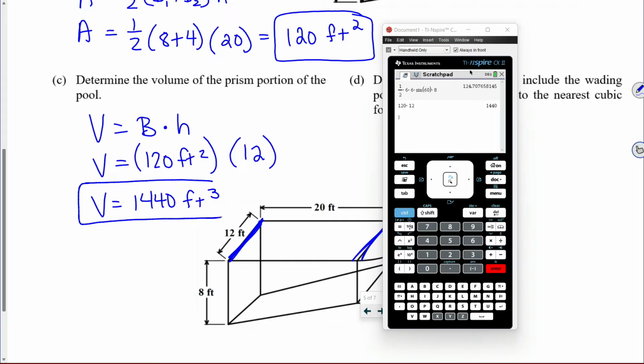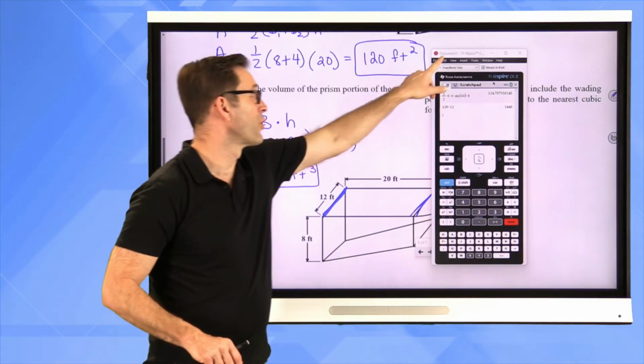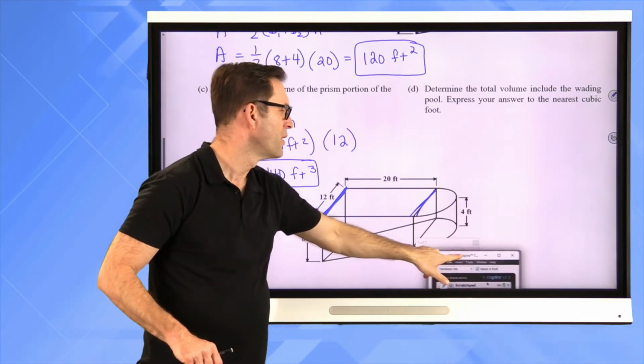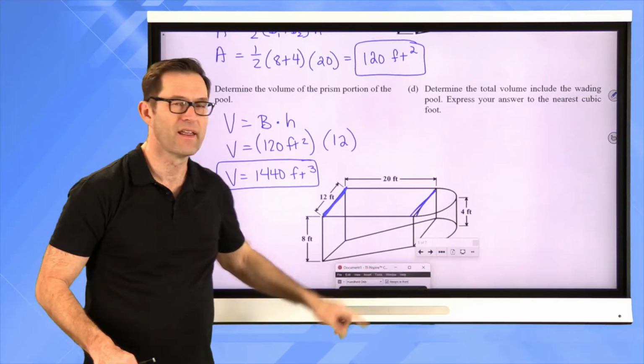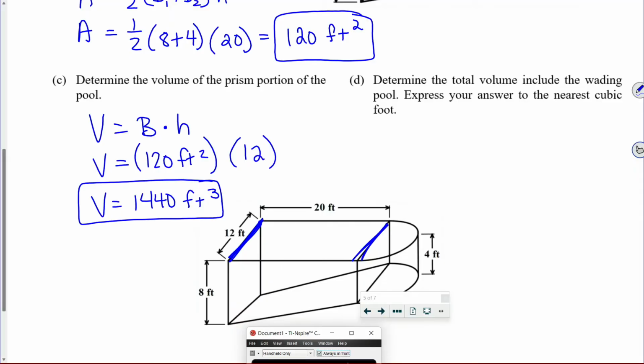That's 1440 cubic feet. That's a lot of water, but that makes sense. A pool has a lot of water in it. Now, of course, we've got to bring in that cylinder somehow. Let's take a look at letter D. Determine the total volume, including the wading pool. Express your answer to the nearest cubic foot.